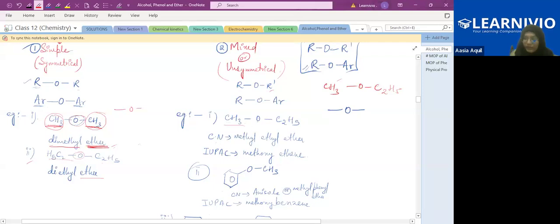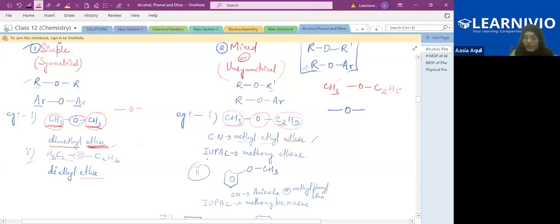So the common name will be, you will write ether for this linkage, and you will start the naming from the small carbon chain. This is the only one carbon group, and here the two carbon is present. This is your ethyl and this is your methyl. So first you will write down the methyl, then ethyl, then ether individually. This is the common name.